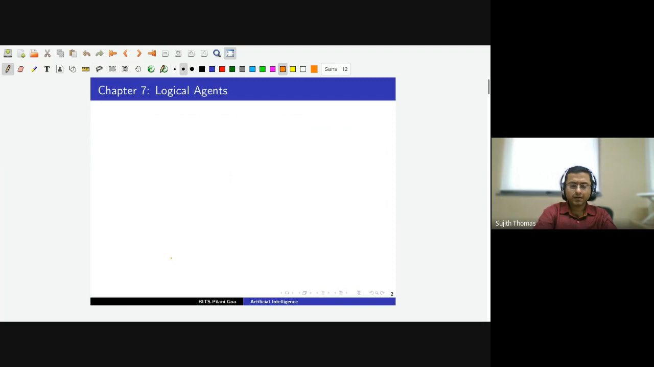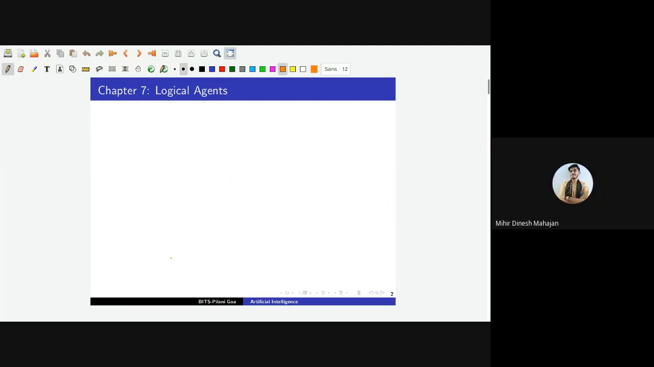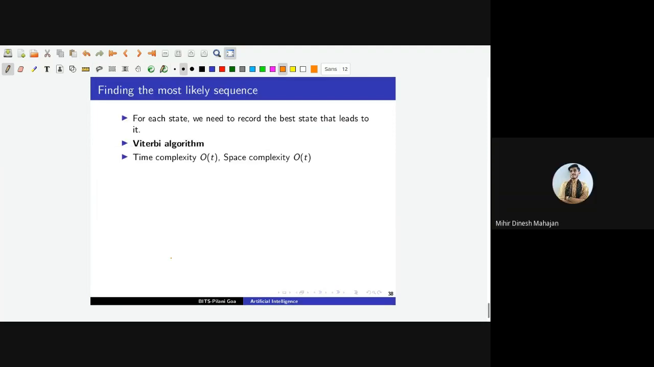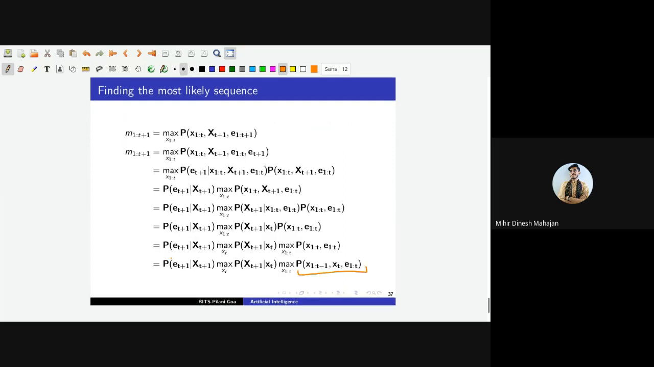Okay, so we will continue. So I had a doubt. In this case, we saw that umbrella is the only evidence variable. Suppose we have say multiple evidence variables. Is the procedure similar or is there something different?